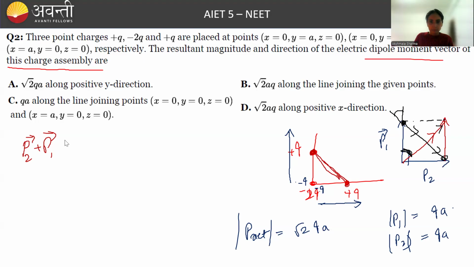But we can quote it like this. I mean, these two options are not given. Root QA along the positive y direction? No. Root QA along line joining the given points? It seems like QA, no. That magnitude is wrong. Root 2 QA along the x direction, wrong. So this seems correct. So B will be the correct option.